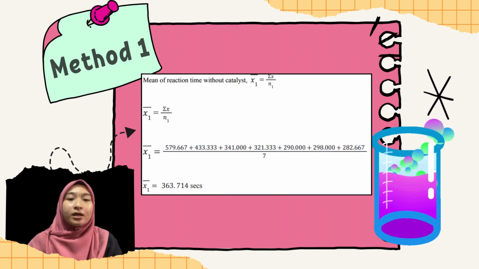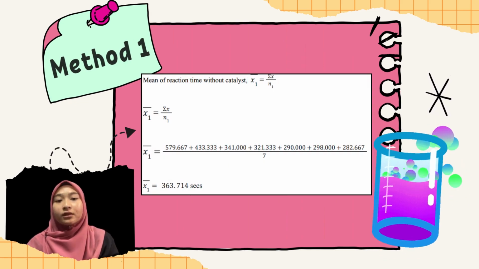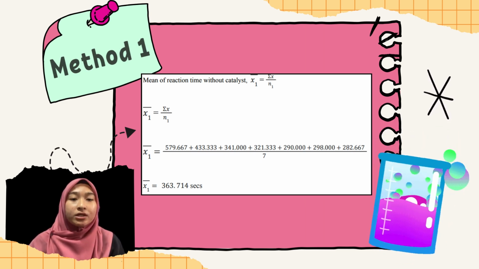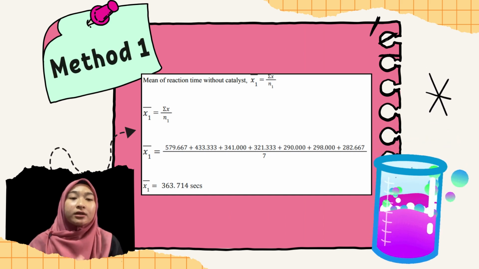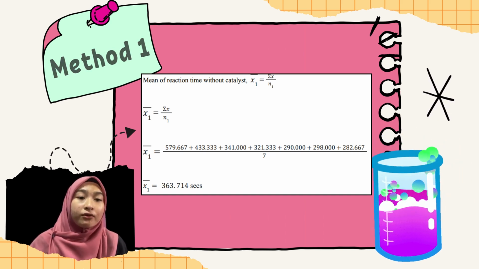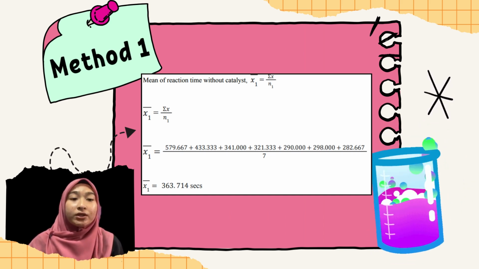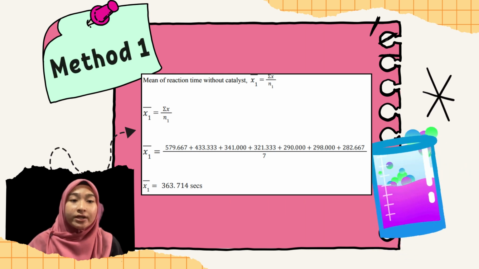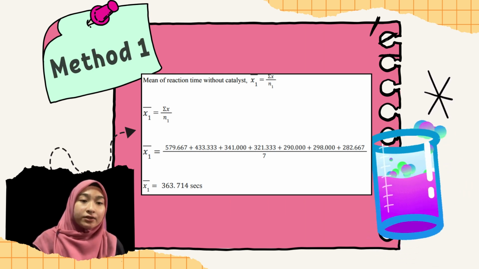Additionally, we do not know the population standard deviations, sigma 1 and sigma 2, but we assume that they are equal. To calculate the confidence interval for the difference between means, first we need to find the value of mean for reaction time for reaction with catalyst and reaction without catalyst, and we also need to find the value of variance of reaction with catalyst and reaction without catalyst.